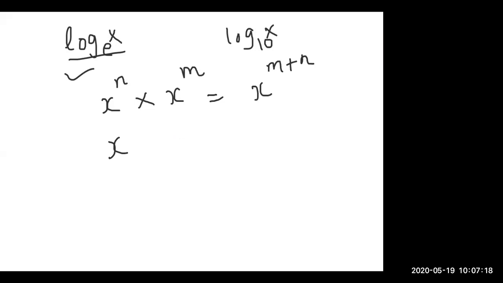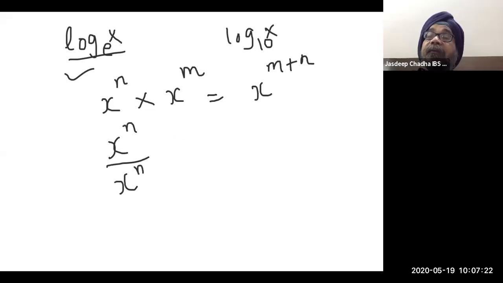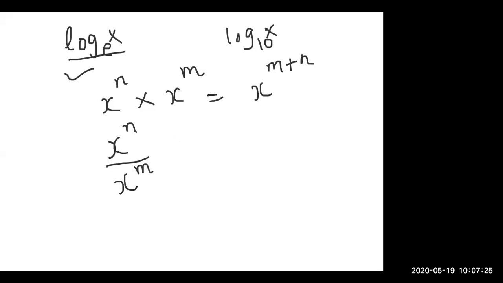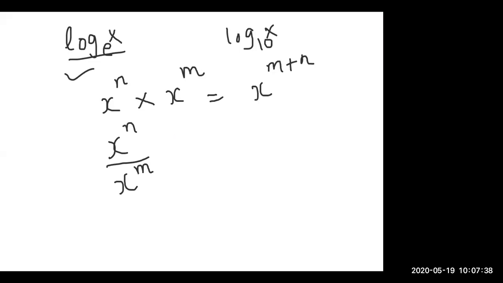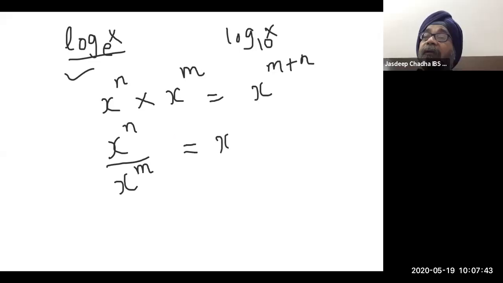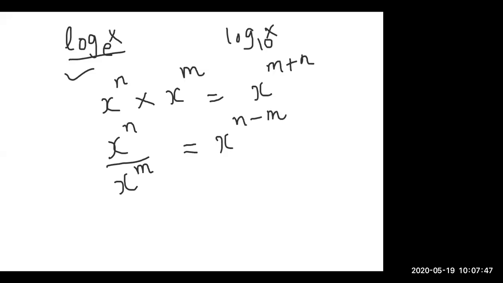Now, if I divide x to the power n by x to the power m, what will my net result be? x to the power n minus m. When you divide two polynomials, if the bases are the same, then the powers are subtracted. Correct. Clear, everybody? Yes, sir. Okay.